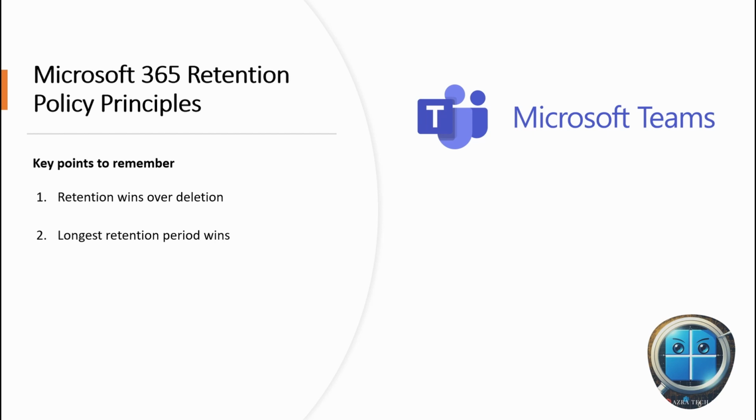If you have two conflicting policies on the same group of users, one says retain it for 5 years, the other says retain it for 10 years, in this case retention will win. The longest retention will win, sorry.